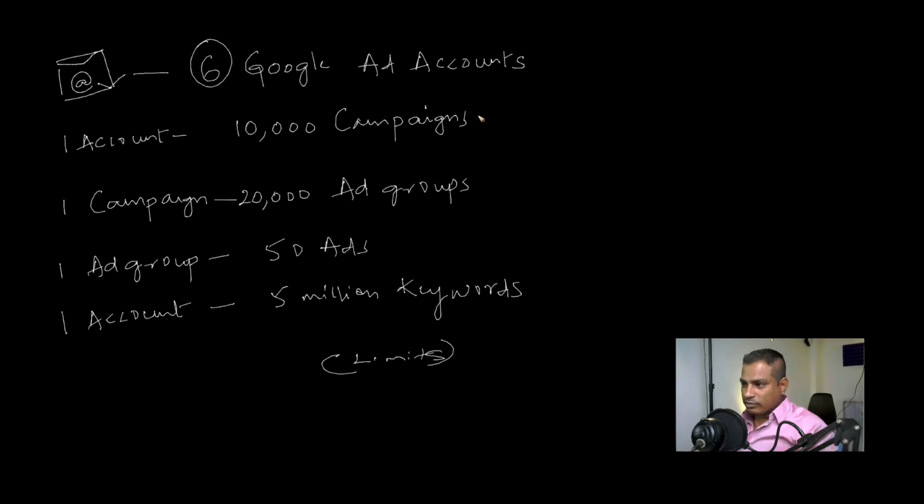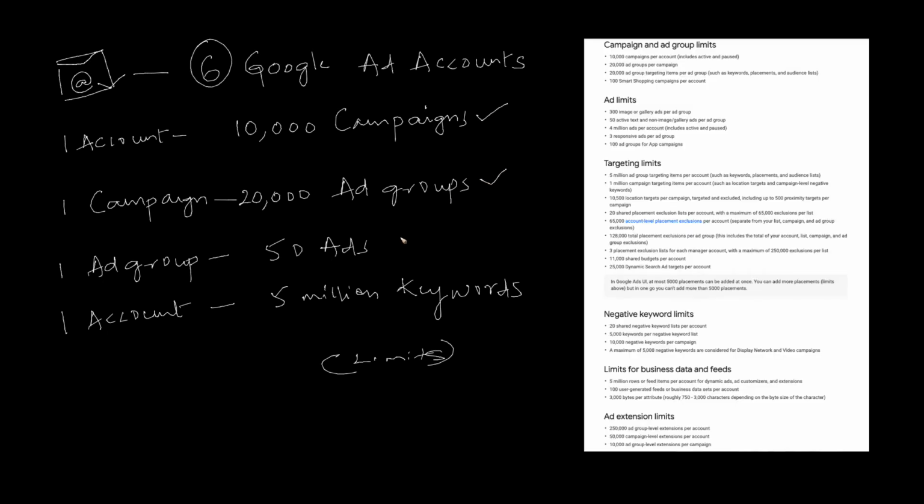One account can house 10,000 campaigns. One campaign can have 20,000 ad groups. One ad group can have 50 ads. When I say 50 ads, I mean 50 active ads. You may have 100 ads, out of them 60 may be inactive, so you still have 40 ads. So at any point in time, each ad group can have about 50 text ads.